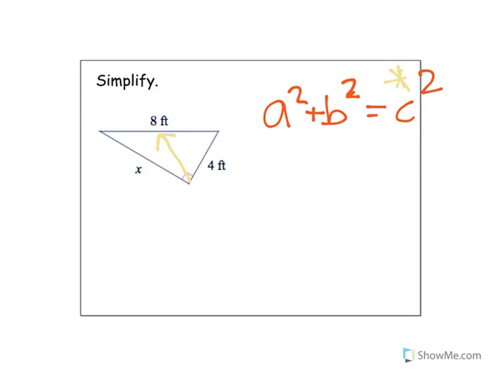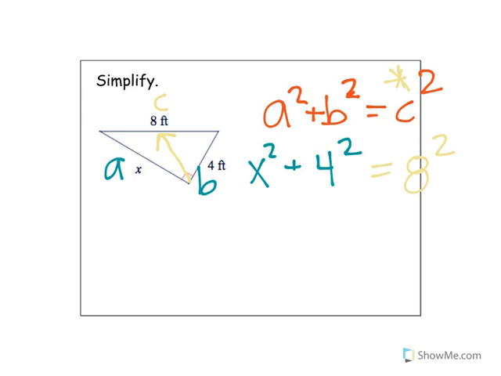If you said 8, you are correct. This is my c, so I'm going to put 8 squared in there. That tells me then that my a and my b are x and 4, and again, those are interchangeable. So I'm just going to do x squared plus 4 squared, but you could also switch those because of the commutative property, if you remember way back to chapter 2.